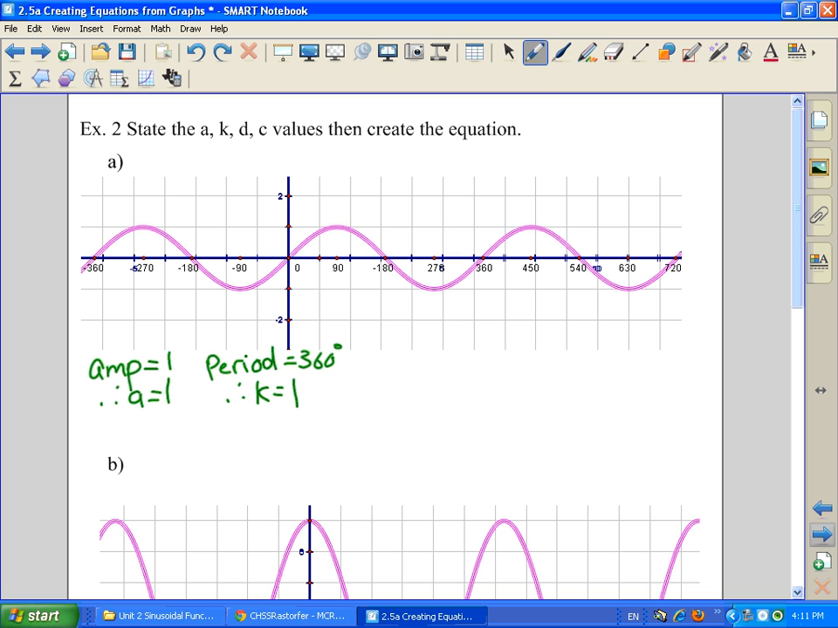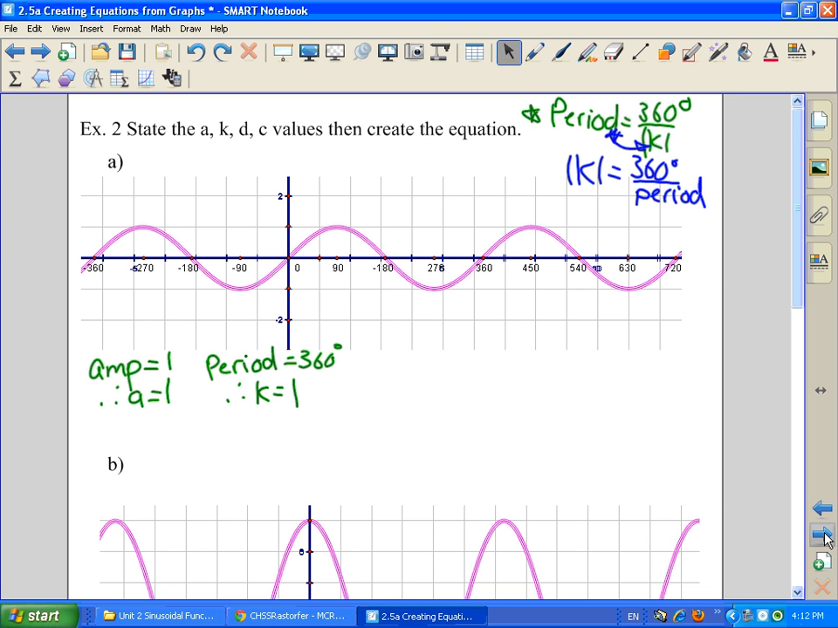Just want to remind you guys that remember the period equals 360 divided by the absolute value of K, but we can switch K and the period. So K equals 360 degrees divided by the period you see on your graph. So that's where we're getting K equals 1.